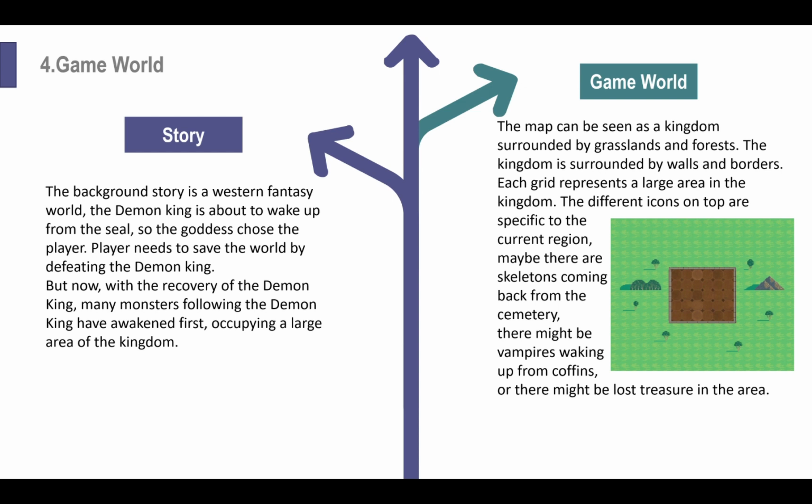But now, with the recovery of the demon king, many monsters following the demon king have awakened first, occupying a large area of the kingdom. The map can be seen as a kingdom surrounded by grasslands and forests. When we run the program, the different icons on top of the map represent different events. Maybe there are some monsters in the region.